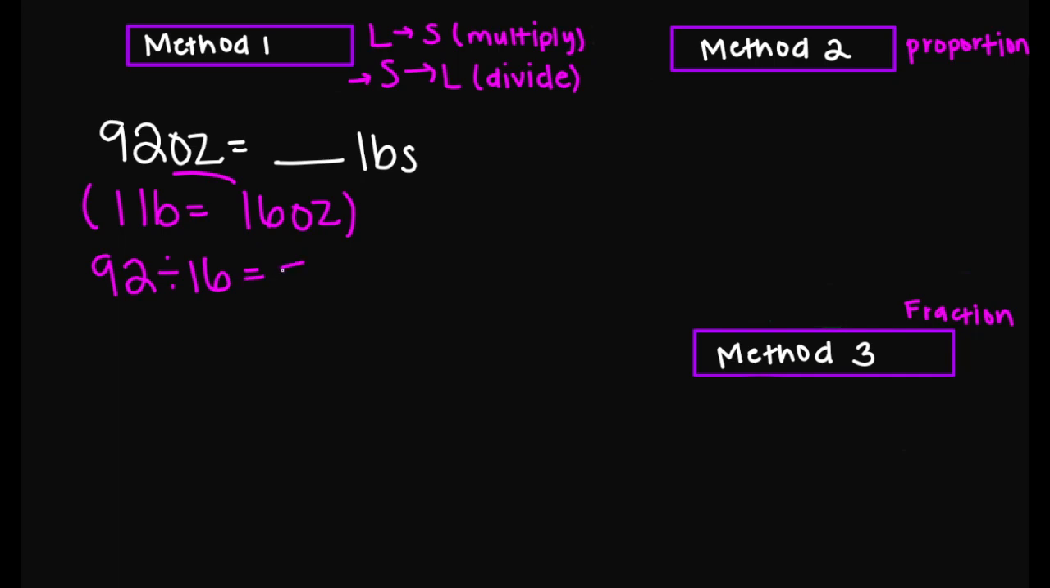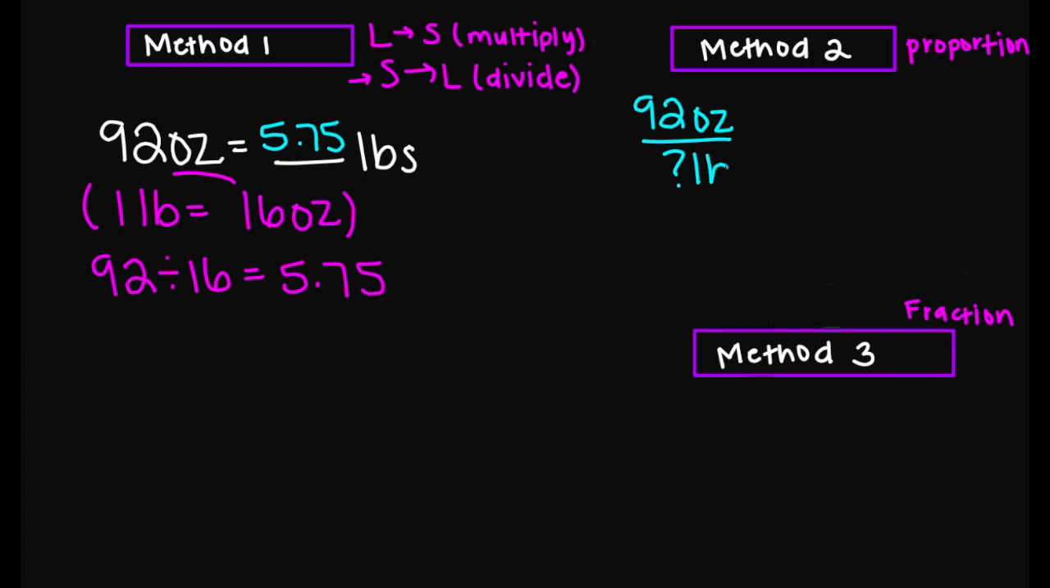This is going to give us 5.75 as our answer. So my question here, 92 ounces equals 5.75 pounds. Now method number 2, if I set up a proportion, 92 ounces on top, we do not know how many pounds yet.